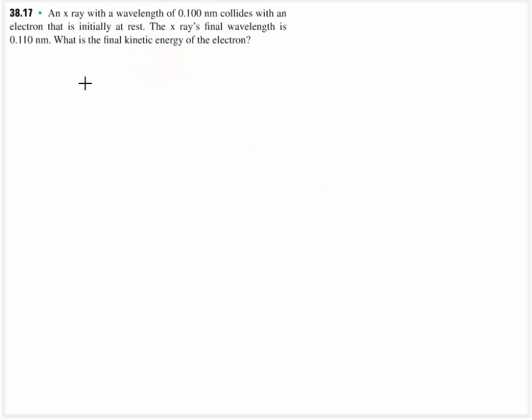On problem number 17, we're going to have an X-ray that is going to collide with a stationary electron and it's going to come off with some new wavelength. So I've got my original wavelength and my new wavelength. What we could actually do is figure out the angle that this is going off at, but the problem doesn't ask for that, it actually asks for the energy. So how do we do this?